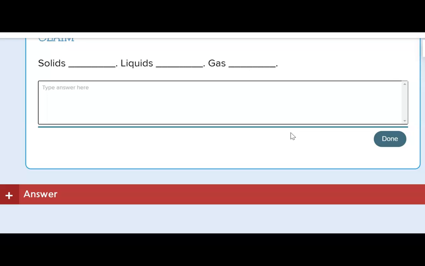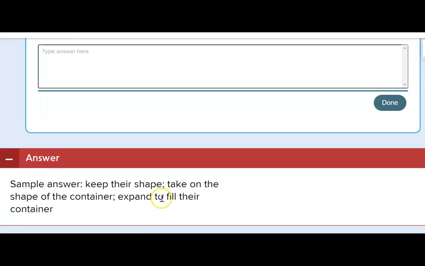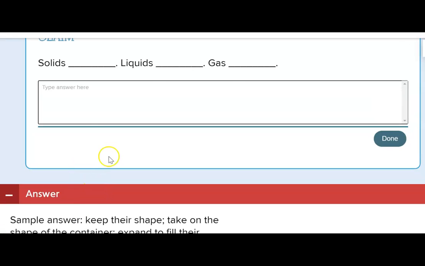So what we know so far, solids are one state of matter that is packed tightly. Liquids are another state of matter that is slightly packed, and gas is the third state of matter, where the particles are not packed at all, move all around the place and have no definite volume. So the answer will be solid. Solids keep their shape.